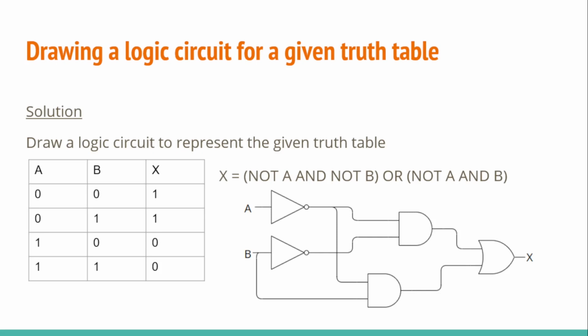We have applied these rules on our logic circuits, and this gives us not A and not B, or not A and B. This is our final logic circuit for the truth table given in this exercise.